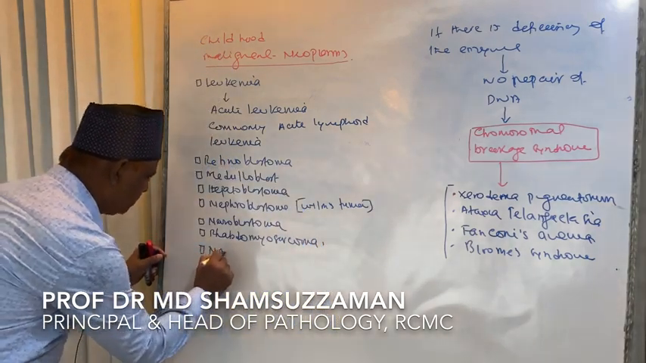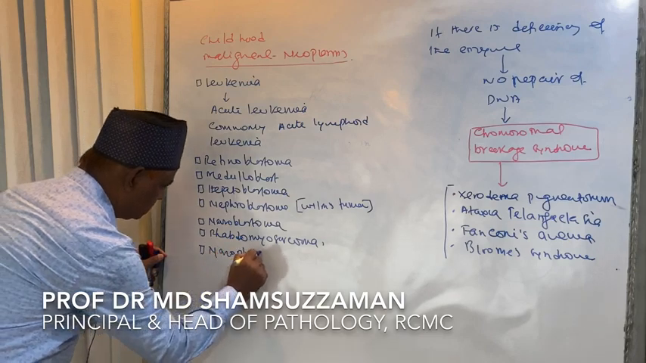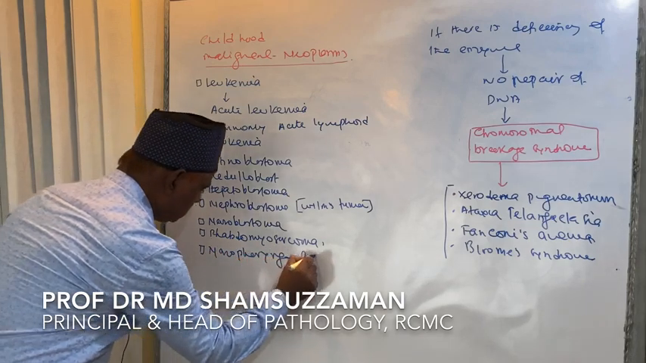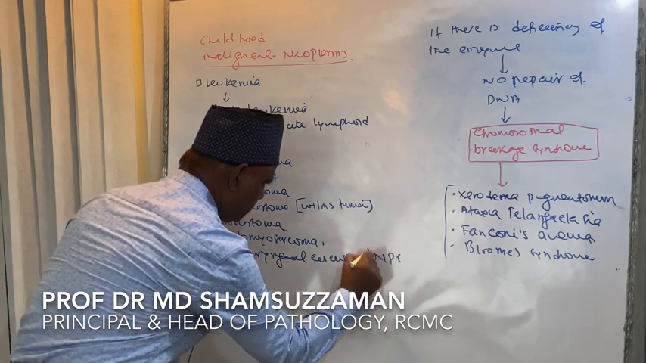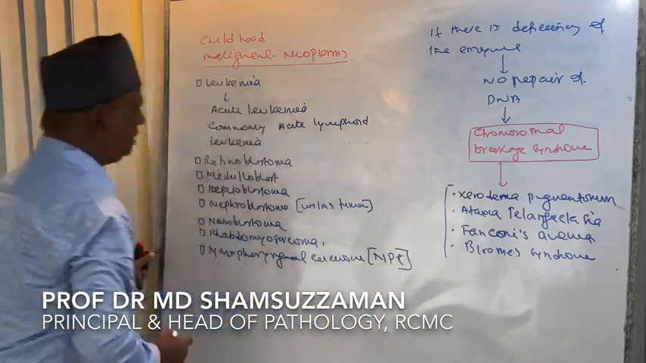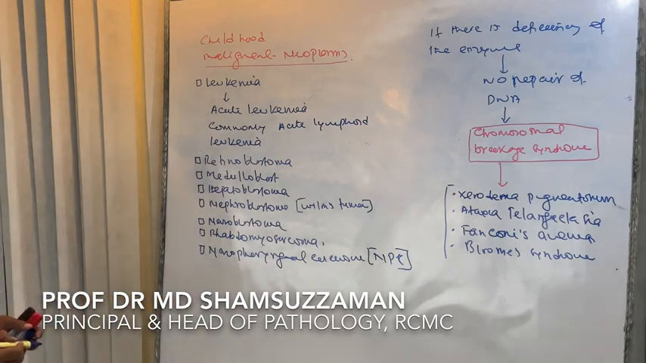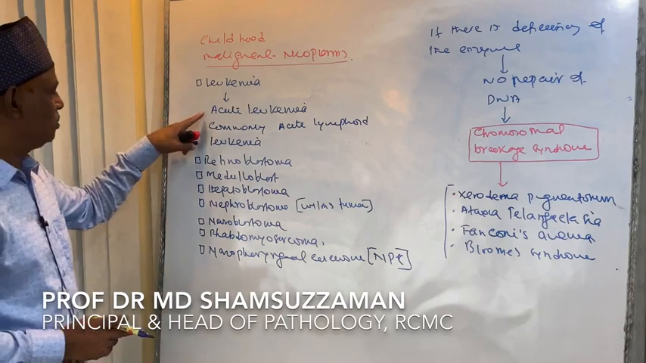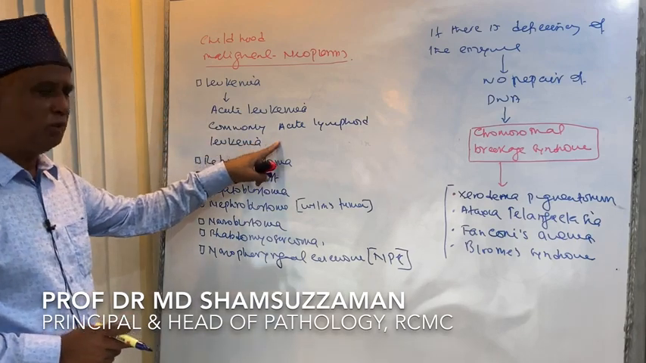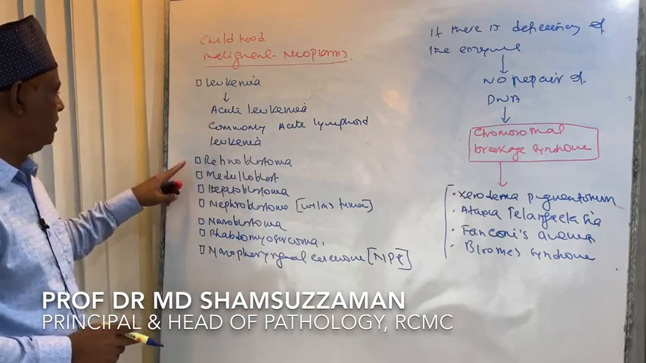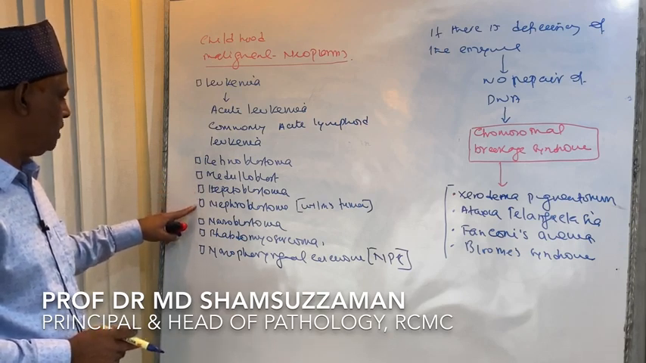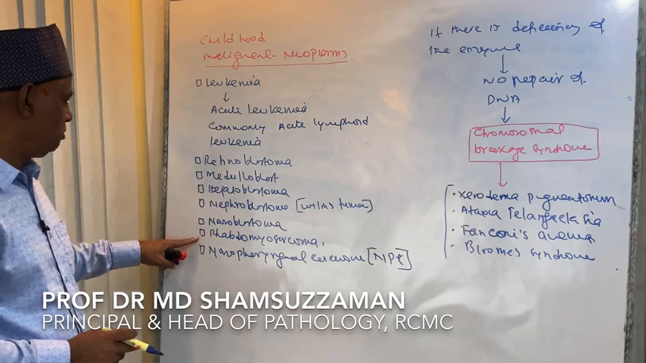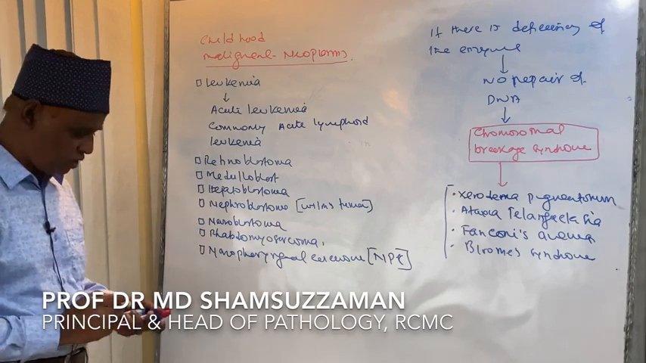Nasopharyngeal carcinoma, NPC, nasopharyngeal carcinoma, it occurs in childhood. So these are the different childhood malignant neoplasms. Acute lymphoblastic leukemia commonly among the leukemia, retinoblastoma, medulloblastoma, hepatoblastoma, nephroblastoma, neuroblastoma, rhabdomyosarcoma, nasopharyngeal carcinoma.